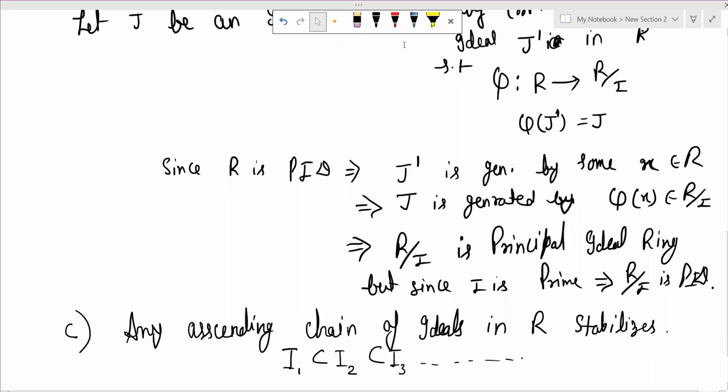Given that R is a PID. Any PID is Noetherian. How will you argue for that? Every ideal in a PID is generated by a single element, so it is finitely generated. A ring is Noetherian if and only if every ideal is finitely generated. In the PID case, every ideal is principally generated by a single element, so it is finitely generated. That's why this chain should terminate. So any ascending chain of ideals in R stabilizes. Correct, so this one is true.